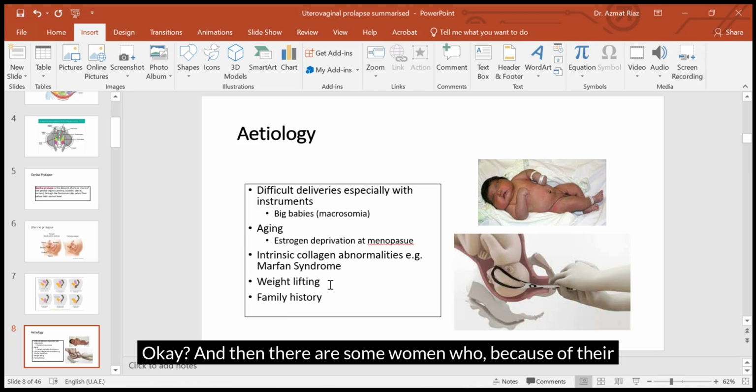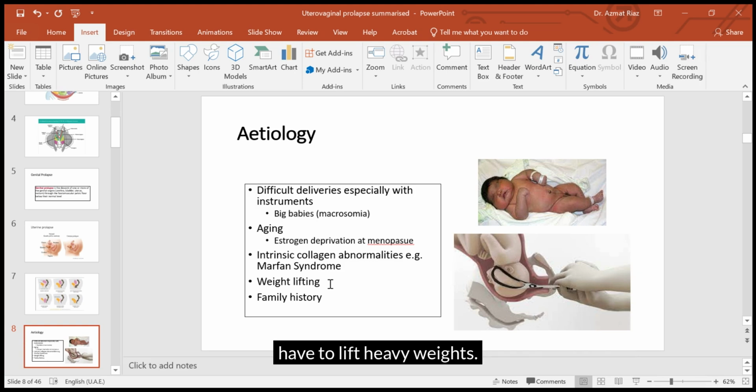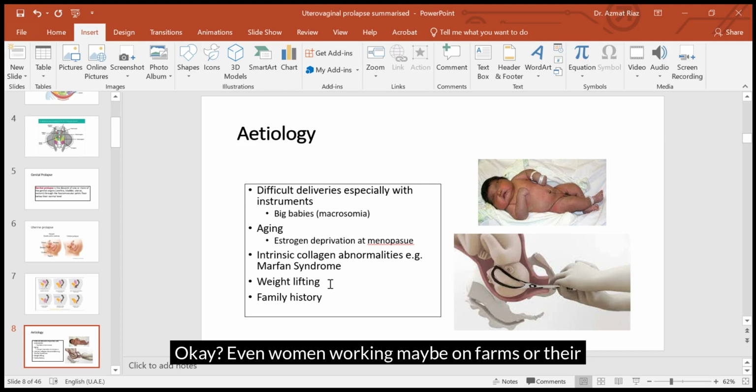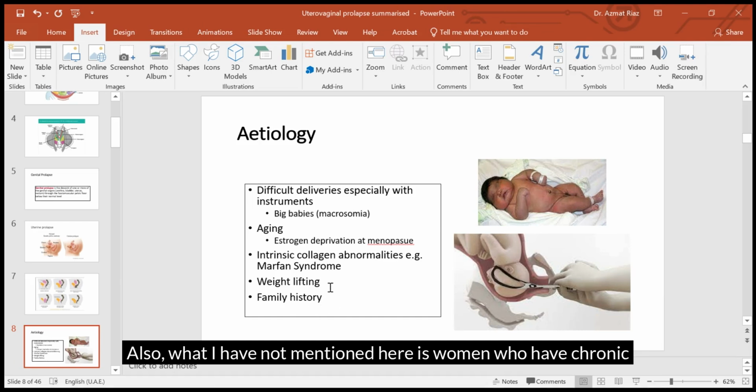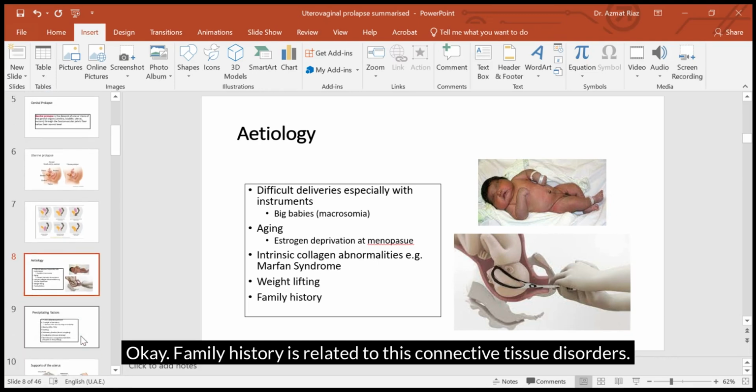Then there are some women who, because of their profession or their responsibilities, for example women who are heavy weight lifters, or in their daily activities have to lift heavy weights. Even women working on farms. Also, what I have not mentioned here is women who have chronic diseases, for example chronic constipation or COPD, or where there is chronic cough for one reason or another. Family history is related to these connective tissue disorders.